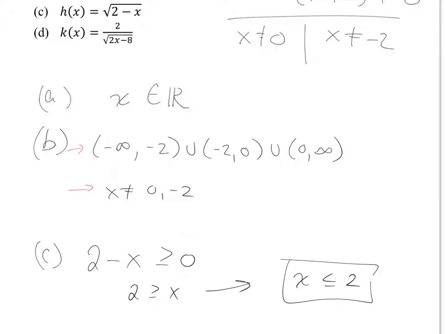Yes, Annette? What's a radicand? A radicand is the expression underneath the square root. And the square root is called a radical. The square root symbol, this thing, is called a radical, and the number or expression underneath is called a radicand. So 2 minus x is the radicand.